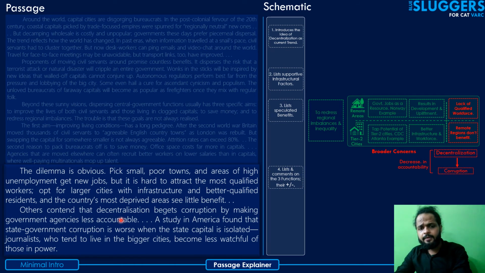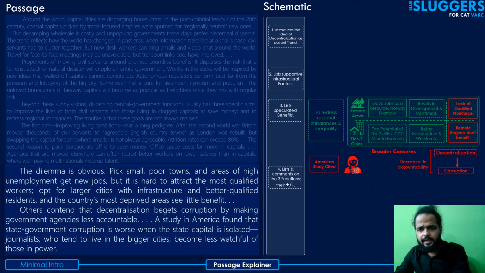He says that many people contend that this decentralization begets corruption. It will result in corruption because of a decrease in accountability, right? By making the government agencies less accountable. And then he cites a study. He says that a study in America found that state government corruption is worse when the state capital is isolated.